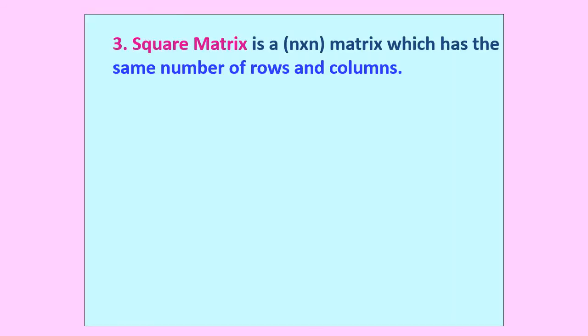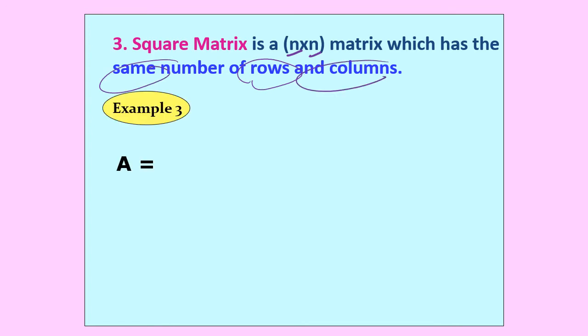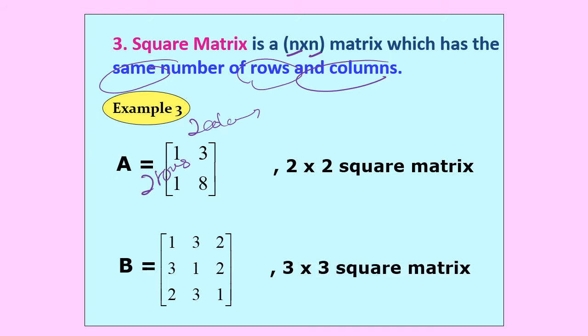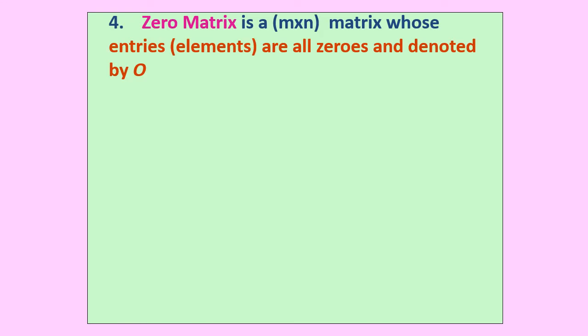The third type is the square matrix, which means that we have the same number of rows and the same number of columns. So it can be n by n, m by m. It doesn't matter how you represent it, but it must have the same number of rows and columns. For example, A is 1, 3, 1, 8. So how many rows? 2 rows and 2 columns. So this is a 2 by 2 square matrix. And for this example, we have 3 rows and 3 columns, which means that it is a 3 by 3 square matrix.